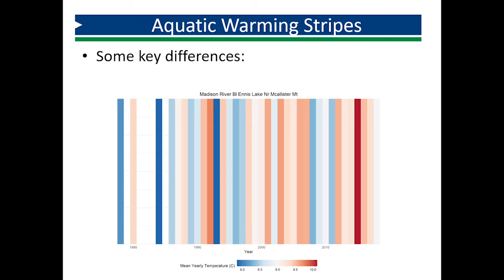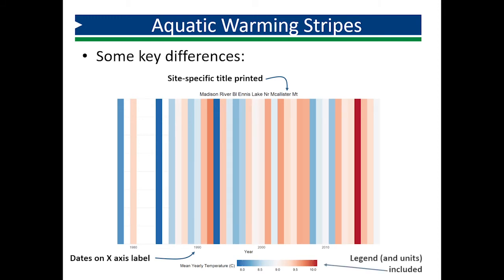Now there are a few additions I've included that make these aquatic warming stripes less minimalist and, in my view, more informative. In the interactive website as shown previously, there's a title printed for each plot so you can know the location, the river, the nearest town, the state. There's also dates on the x-axis label. And there's also a legend with units included. This is all degrees Celsius.